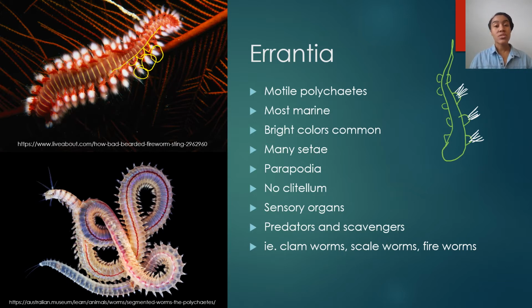And so in order to actively catch prey, you have to be able to sense that prey and also just be able to sense danger. And then some of them are scavengers. So, if you have a dead fish or something that's died, they'll go along and eat it. Some examples are clamworms, scale worms, and fireworms. The fireworm is this example here. They are called that because they have projections that will inject toxin into you, which causes a burning sensation. So, even though they're still super beautiful, don't touch them.